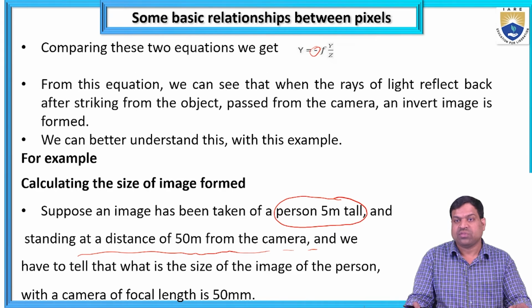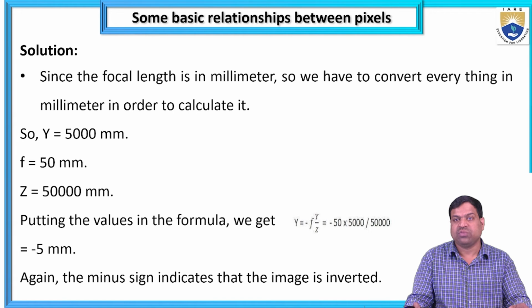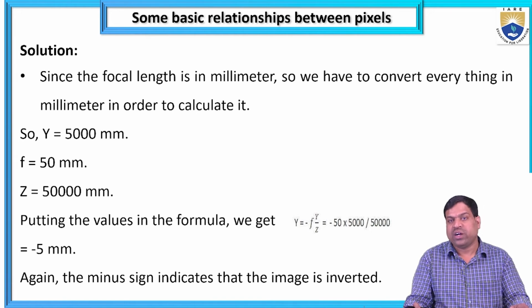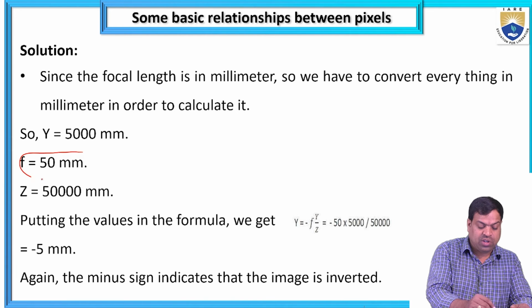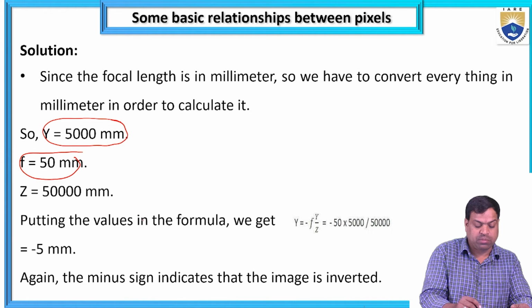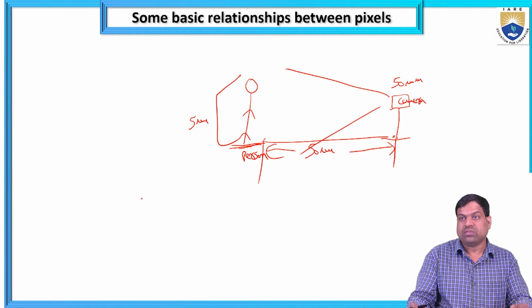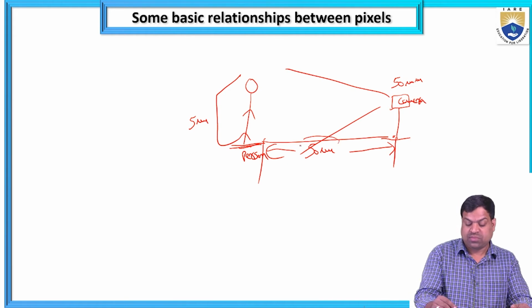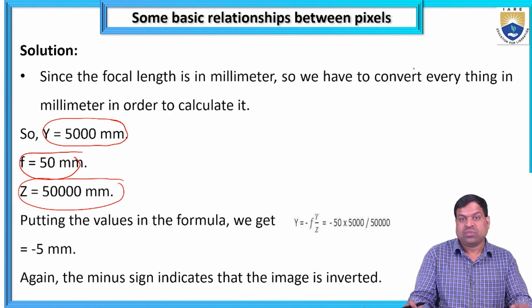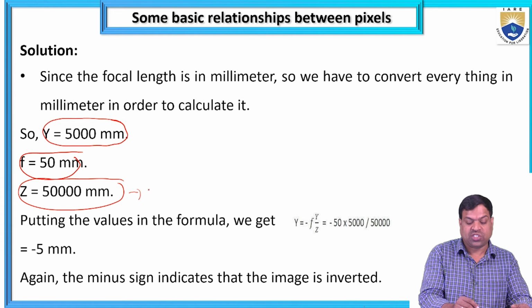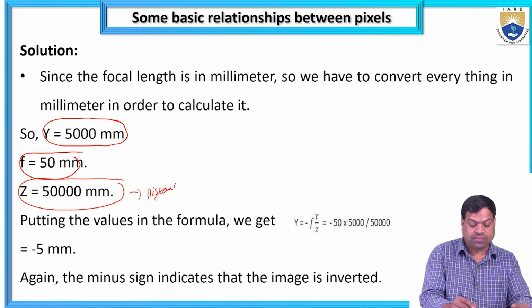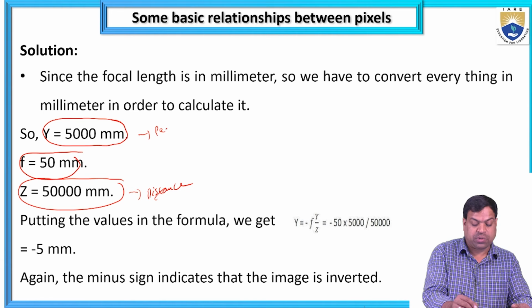5 meters means 5000 mm, and f equal to 50 mm, which is already given. Here 5 meters I am converting to 5000 mm, and z equal to 50,000 mm. So 50,000 is the distance, 5000 is the person's height, and 50 mm is the focal length of the camera.